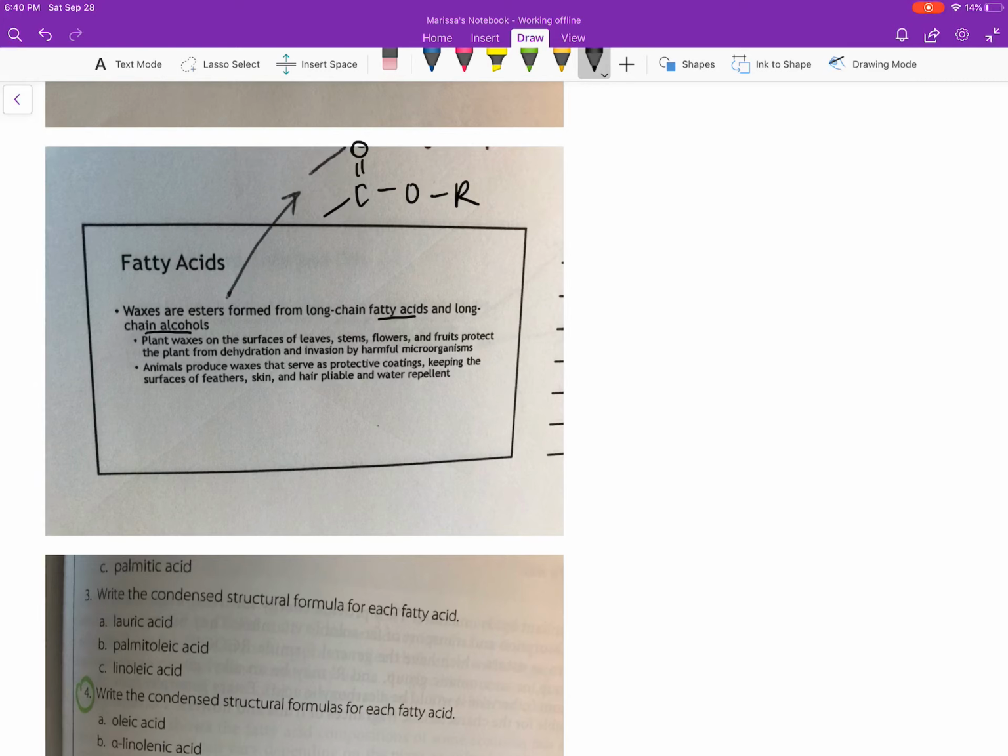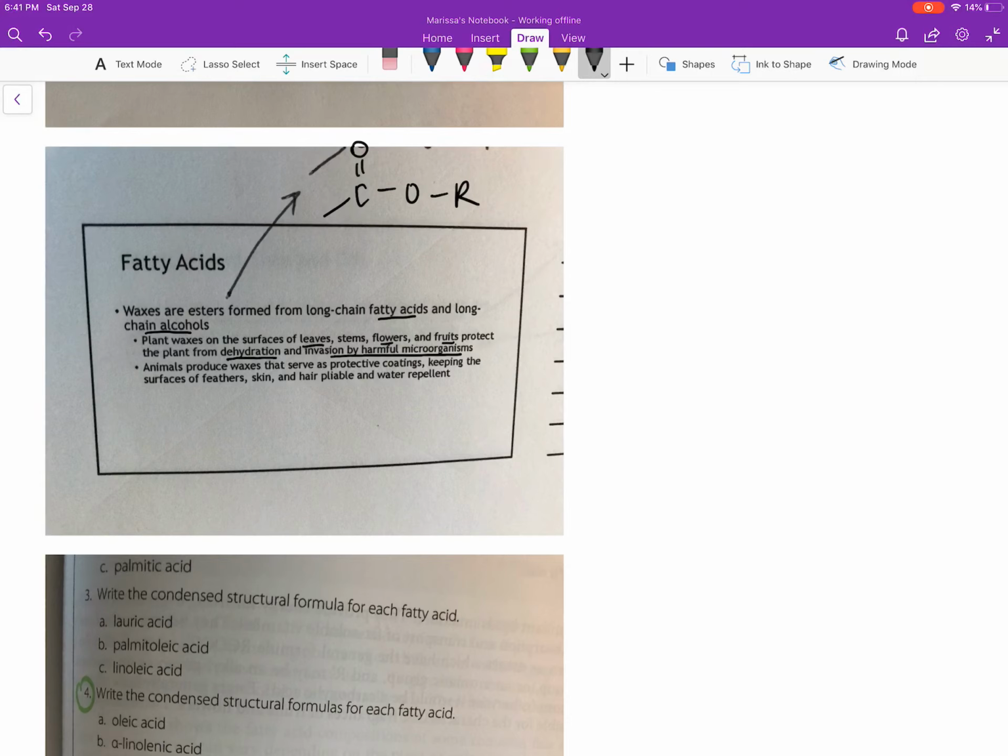So we have plant waxes, which are on the surface of leaves. If you ever touch the leaf on the top, you can tell it feels different than maybe the leaf on the bottom. Flowers, fruits. These protect the plant from dehydration, from the loss of water, and also from the invasion by harmful microorganisms.